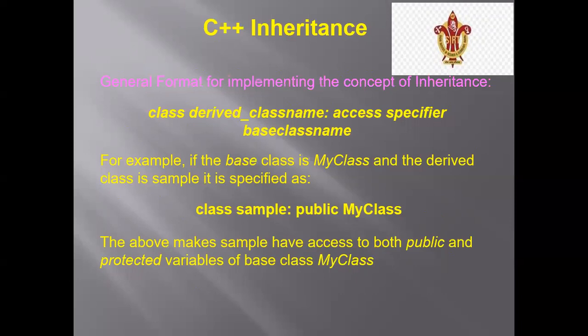So let us take an example. For example, if we are taking the base class as myclass and the derived class as sample, how will we write inheritance? class sample : public myclass. Sample is the derived class, myclass is the base class, and the access specifier here we are using is public. If we are specifying the access as public, then we can inherit all the features of myclass.